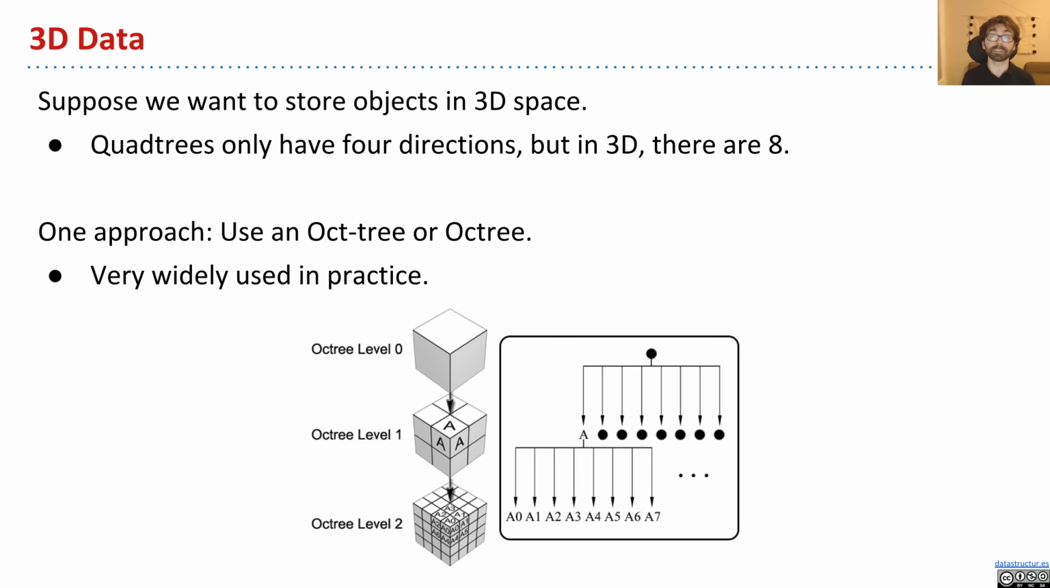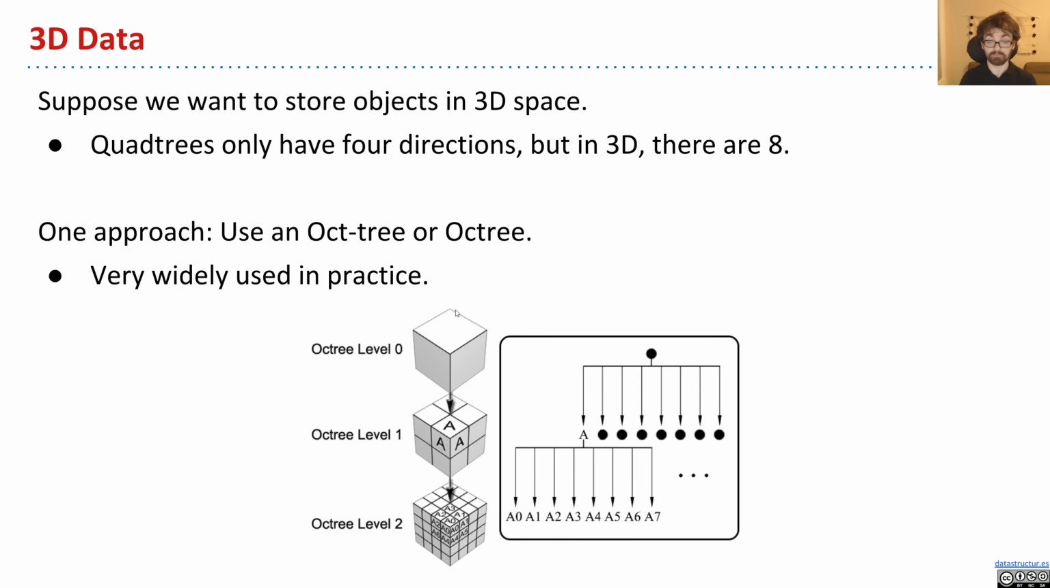But in 3 dimensions there are 8. That is, there's forward and to the left and up, there's forward to the right and up, back and to the left and up, back and to the right and up, and then all of those but the down versions. So one approach is to use an octree. I've seen it spelled both ways, and it's basically just what you'd expect. It's like a quad tree, but you have 8 neighbors, one corresponding to all those 8 directions.